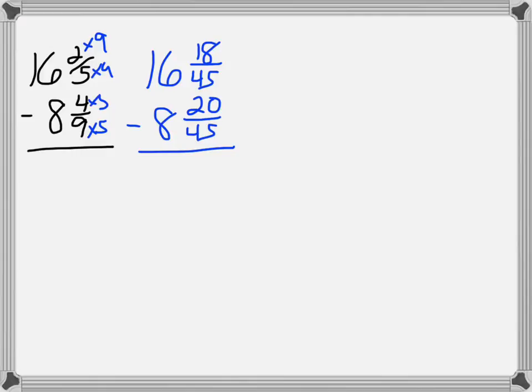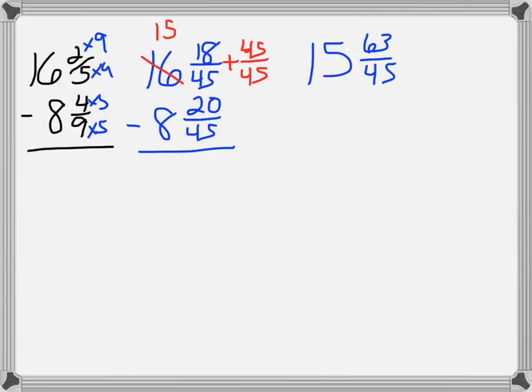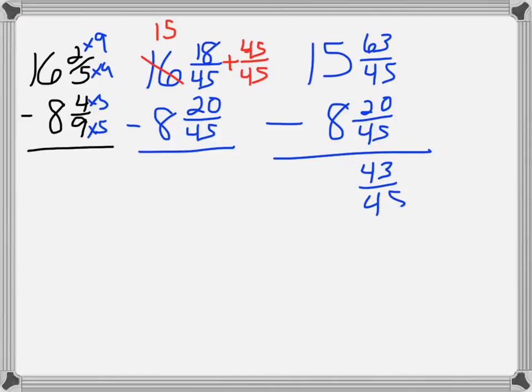So if I borrow 1 from 16, that gives me 15. And I need to add 1. But I'm dealing with a denominator of 45. So remember we said anything divided by itself is 1. So 45 over 45. Now my problem becomes 15 and 63 over 45 minus 8 and 20 over 45. Now we can do the subtraction. 63 minus 20 is 43 over 45, and 16 minus 8 is 8.